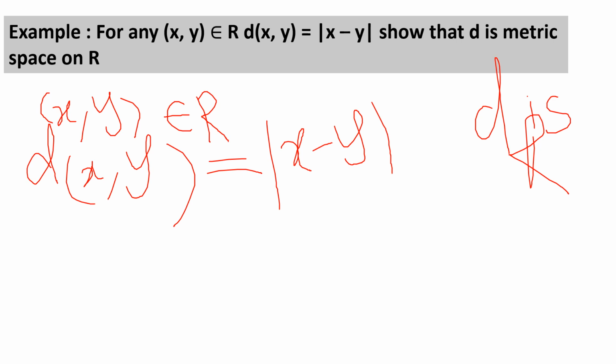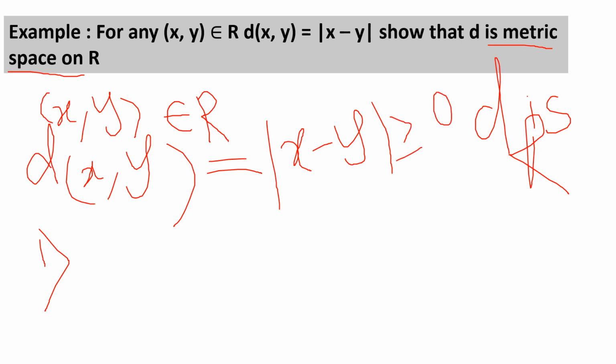So first we need to write what is given and what we need to find out. Then we know that in order to show that d is a metric space, we need to satisfy the four properties that we learned. The first one is the positive property, which means always greater than or equal to 0. So d of x, y is greater than or equal to 0. Here mod x minus y, whenever you have a mod, it will always be greater than or equal to 0.